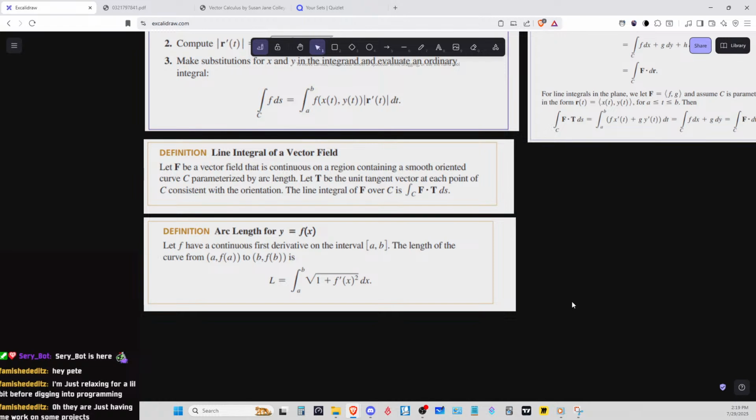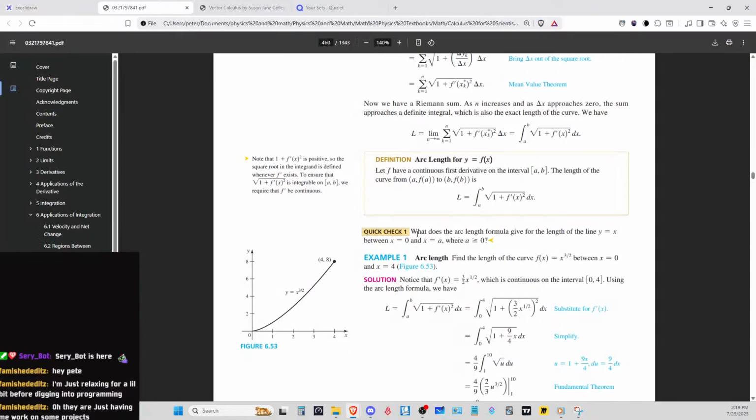Okay, arc length. What is an arc length? Let f have a continuous first derivative. So we have a function, and we're supposed to take the derivative of it squared. Alright, what does the arc length formula give for the length of the line y equals x between x's? Okay, that should be a fun exercise.